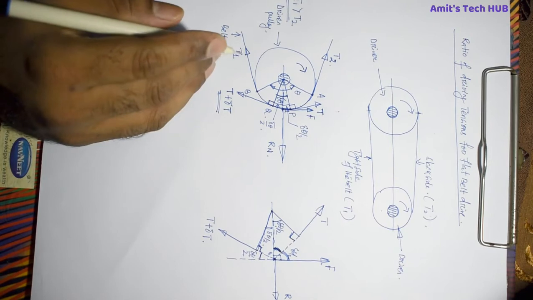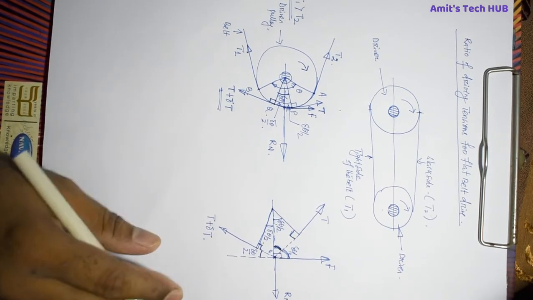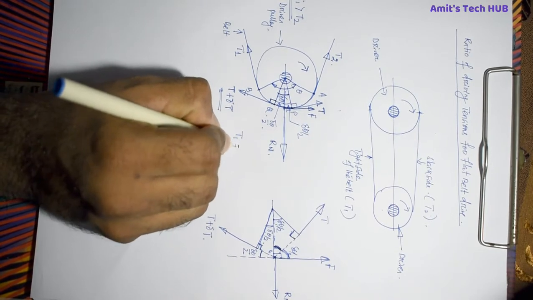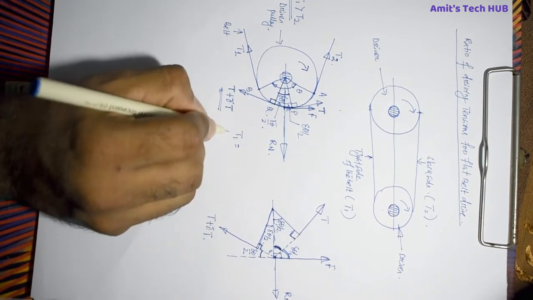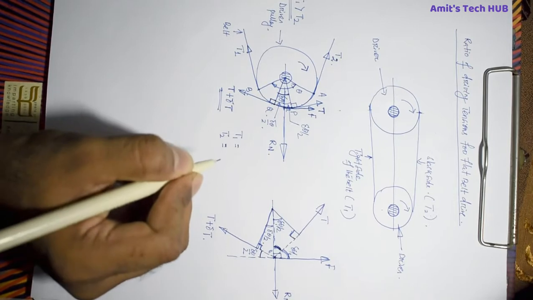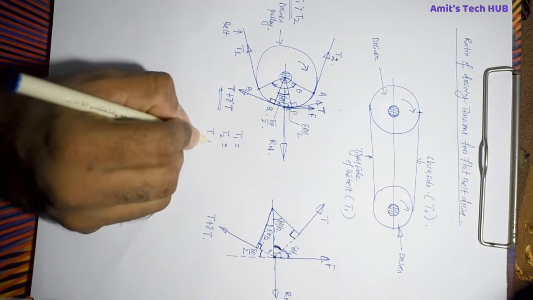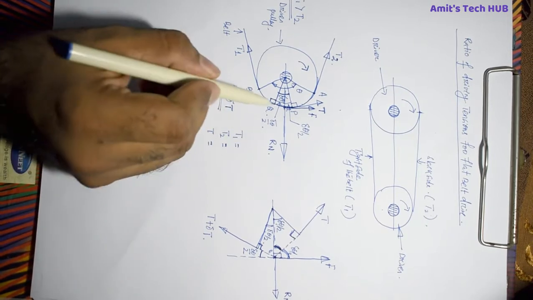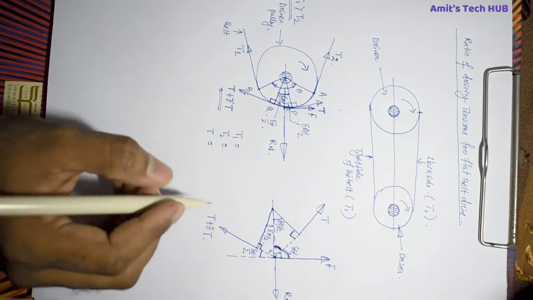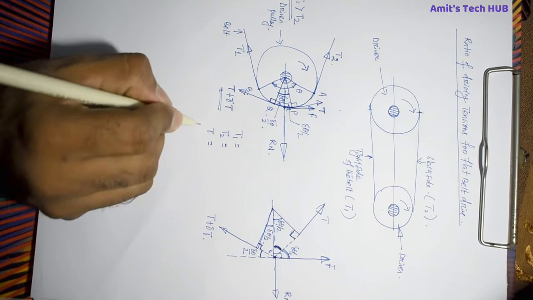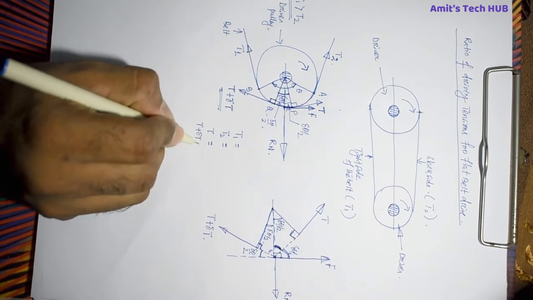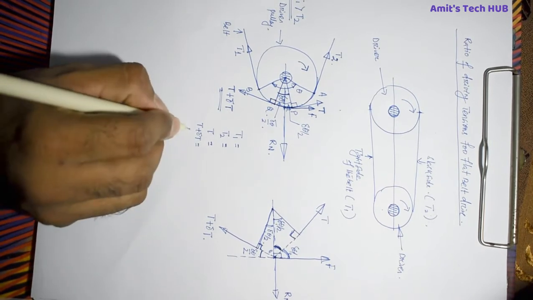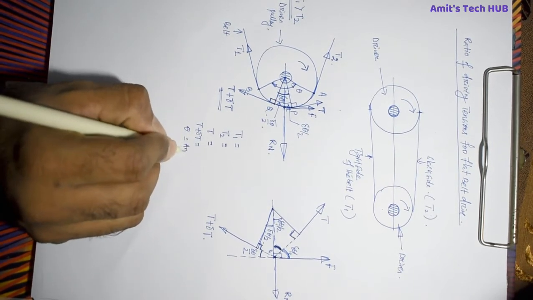Now, what are the assumptions that we have taken here? T1 is the tension in the belt on the tight side. T2 is the tension in the belt on the slack side. T is the tension in the belt on the slack side for the small portion of the belt PQ. T plus del T is the tension in the belt at the tight side for the small portion of the belt PQ. Theta is the angle of contact.